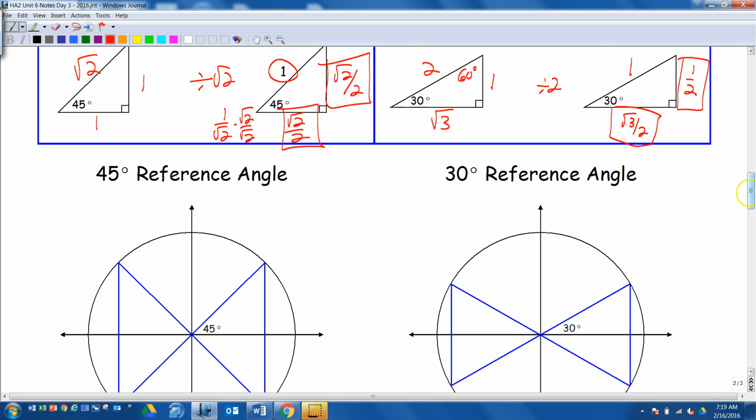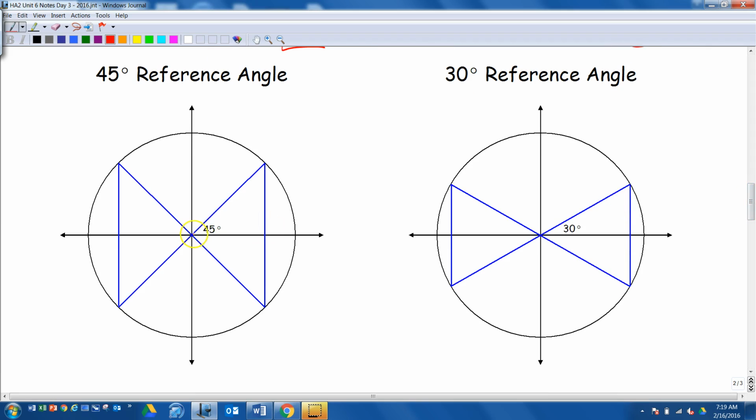So let's see how that works. So here's my reference angle. Here's my triangle. It's a 45 degree. We know this is 1. So we know the x is root 2 over 2 and the y is root 2 over 2. So this coordinate would be root 2 over 2, root 2 over 2. And that's at a 45 degree reference. So now if I told you I was at 135 degrees, that also has a 45 degree reference. And it's the same values.